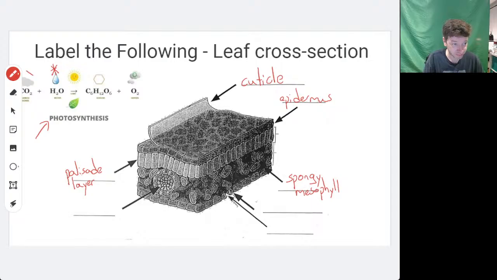Because we need to take in carbon dioxide and expel oxygen. How are we going to take it in and expel them? Well, we have right here our stomata, which will help with that. And that will be opened and closed with our guard cells.